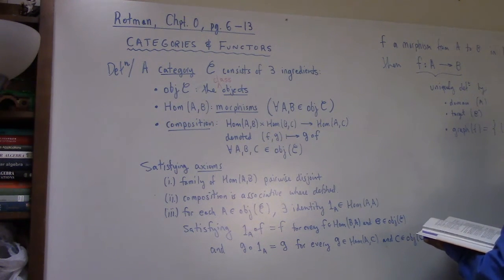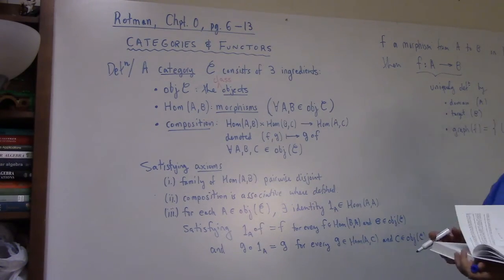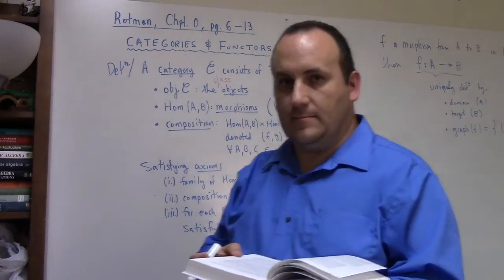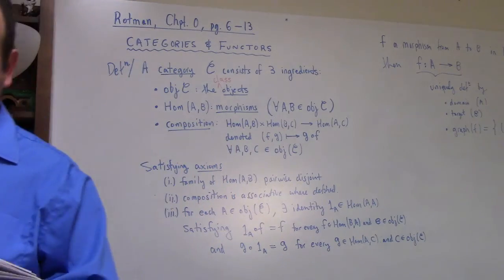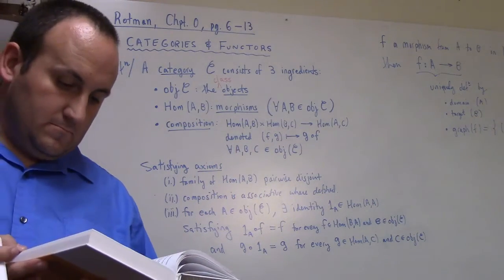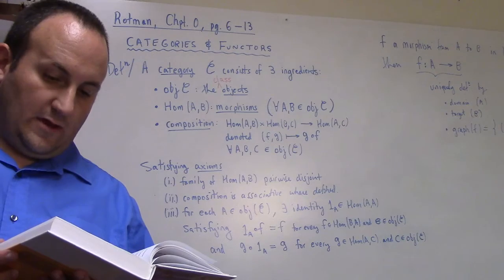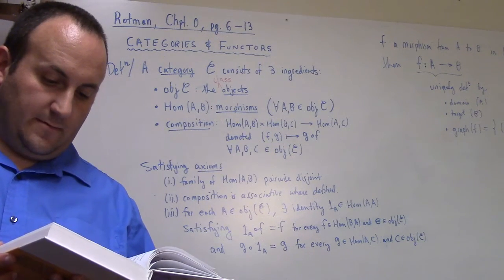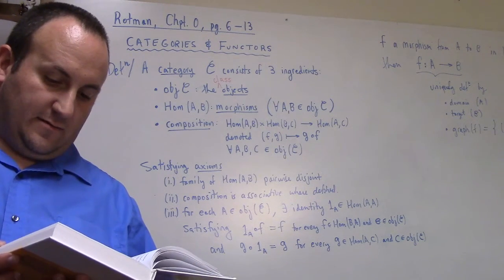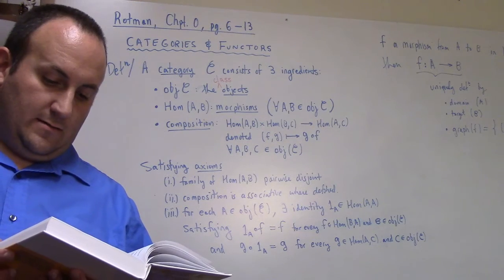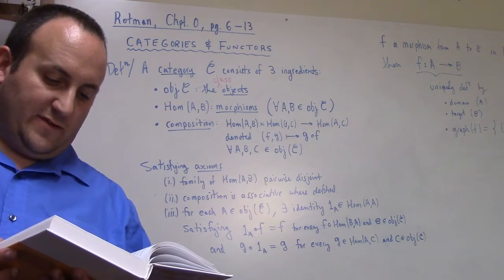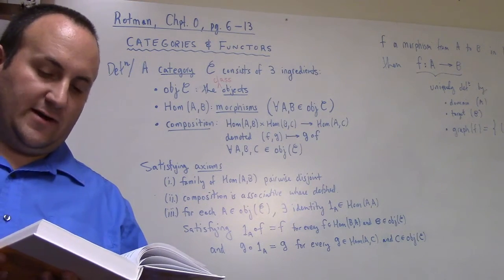A is the domain, right? I guess this is a subset of the Cartesian product, A and B? Wait, what page does he make that claim on? 7? Yeah. He says, let me read carefully. This may be an example rather than a general comment.